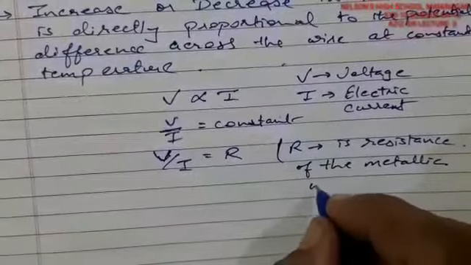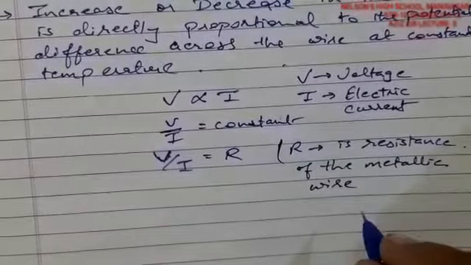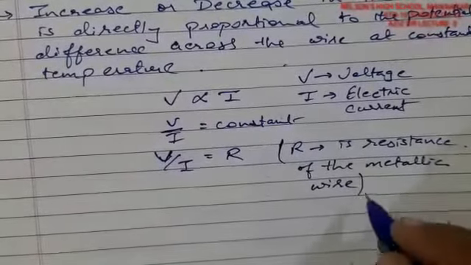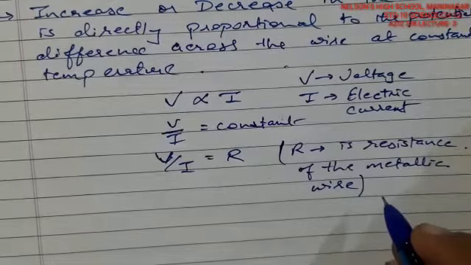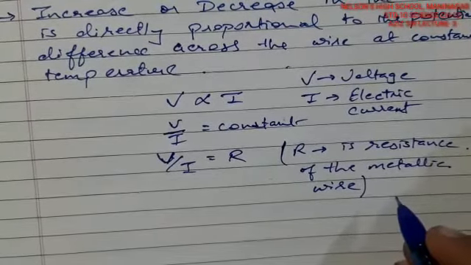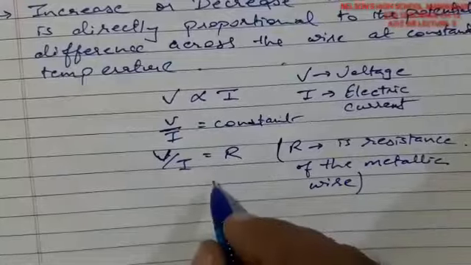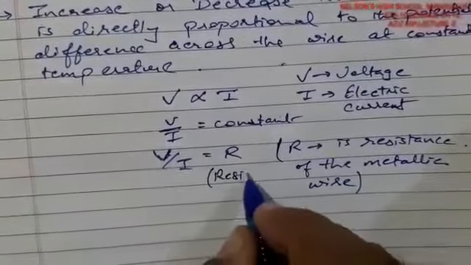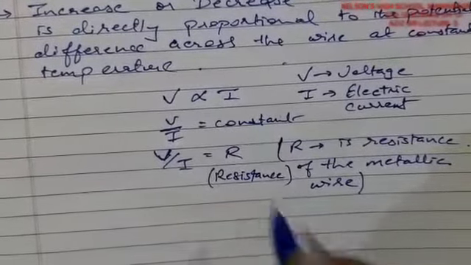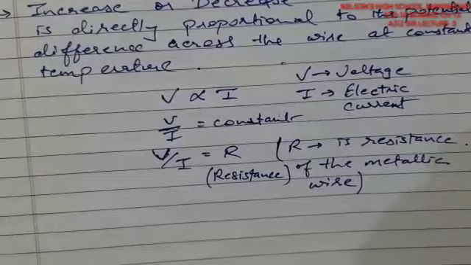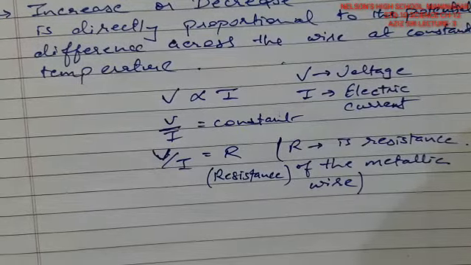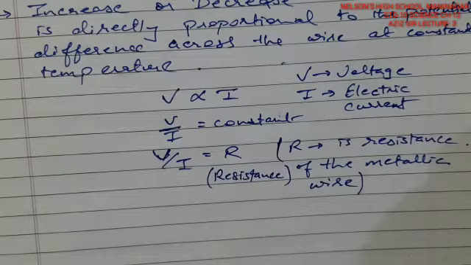Resistance of the metallic wire. Fine. So this is the resistance of the metallic wire, and this word is called resistance. So R is nothing but resistance. So he gave the formula for resistance. It resists the flow of charges. Fine, it resists the flow of the charges.